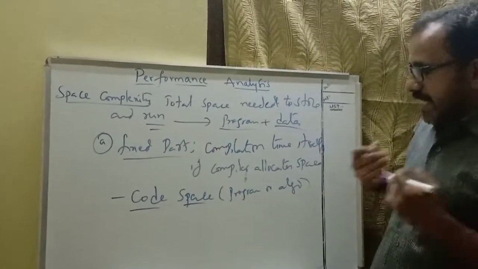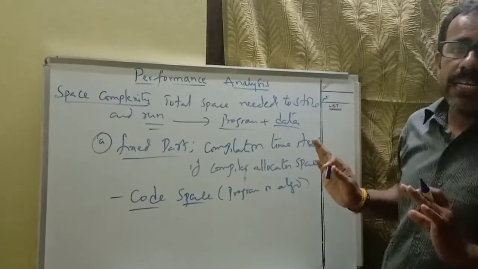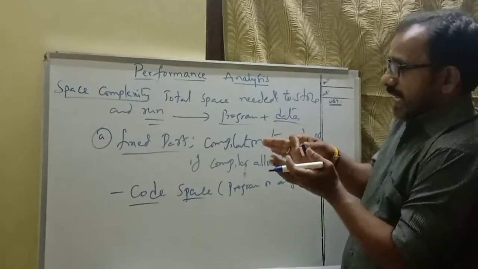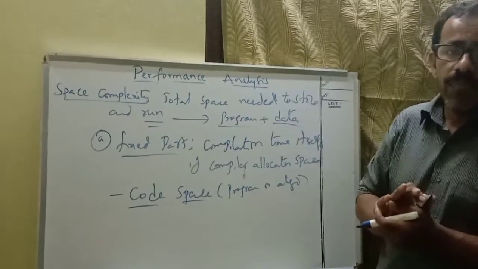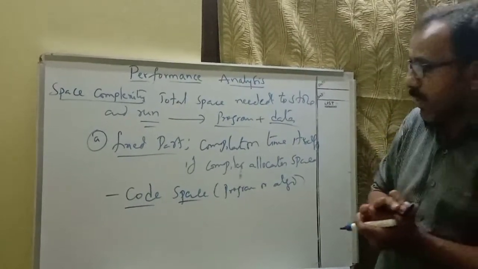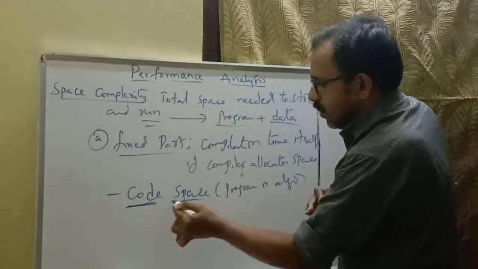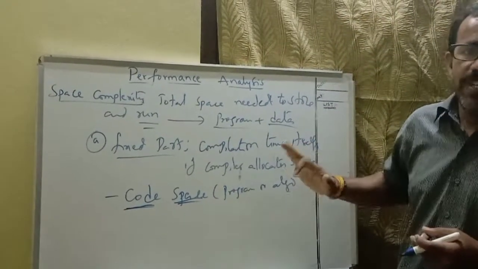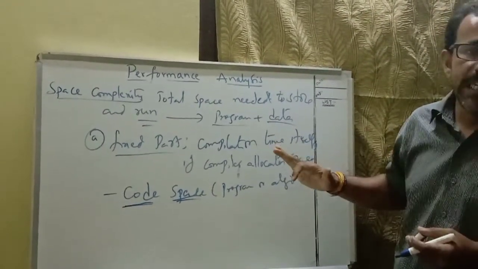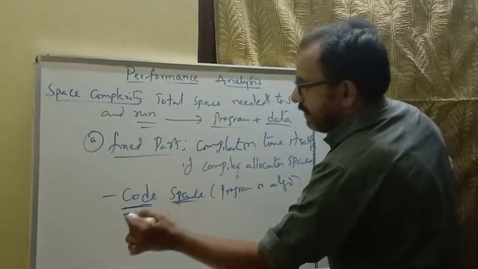Just as a programmer, we can give the required data through keyboard, or the processor may take the required data from the memory, from any specified file location. Okay, so that's why we take code space as fixed. Code space is fixed. During running time we cannot change anything. So that's why code space is coming under fixed part.